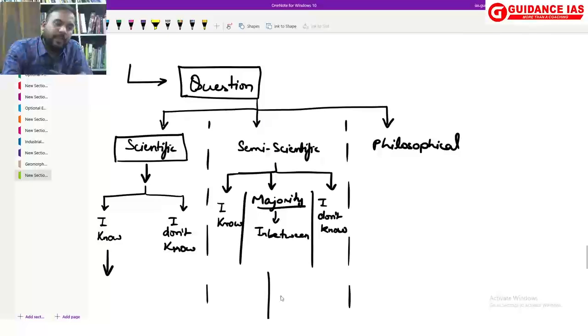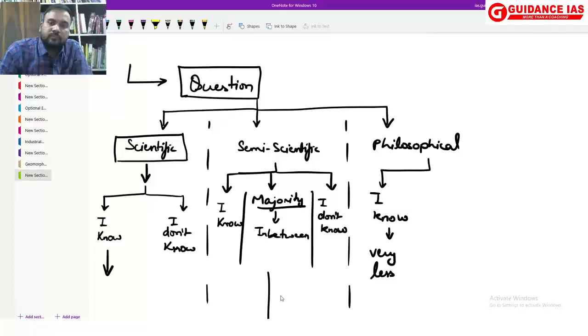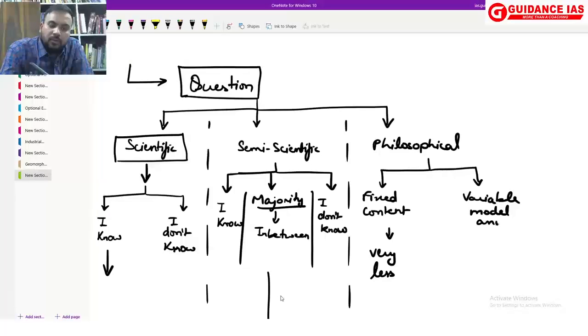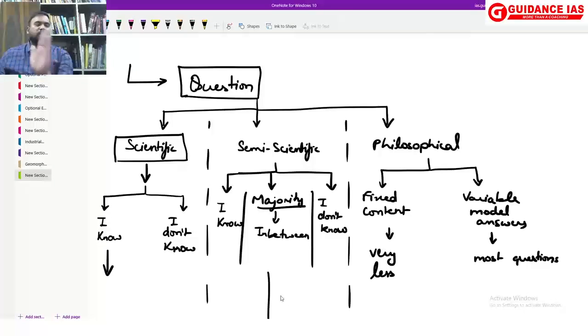And third is philosophical. In philosophical, the thing is that what I know is very less, and I know means where, better than I know I write, where fixed content is very less. It is highly philosophical. There can be variable model answers in most questions. Okay? So again, it depends upon which suits your aptitude more.